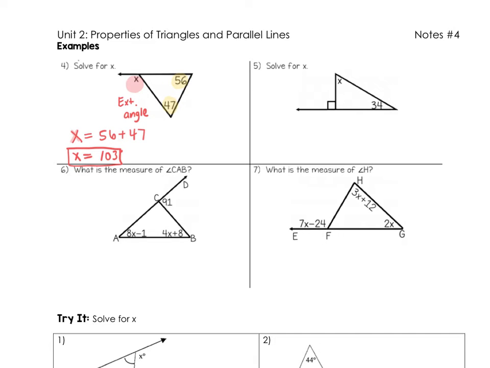Okay, on number 5, we notice that this exterior angle is 90 degrees. So 90 will be equal to the sum of the measures of the two remote interior angles. So this time, our x value is on the other side of the equation. It would be x plus 34 is equal to 90. Take and subtract 34 from both sides, and we end up with 56 degrees. So x equals 56.